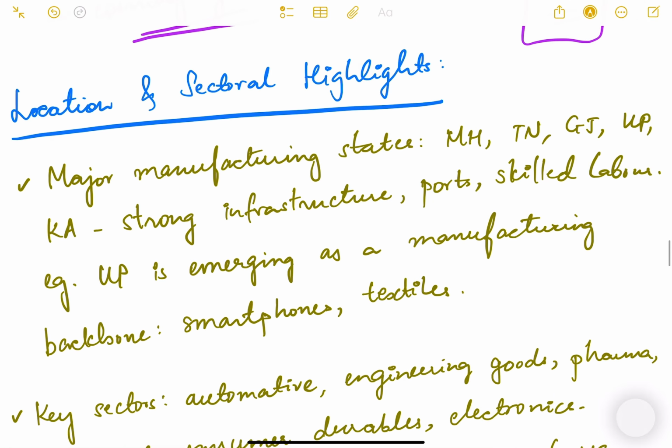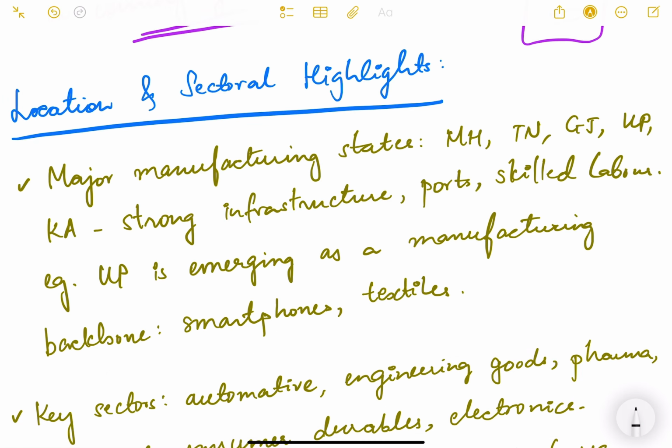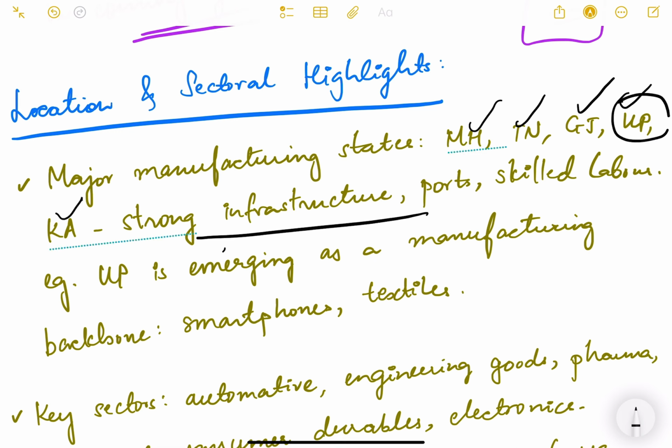Now let us look at the location and sectoral highlights. Major manufacturing states are Maharashtra, Tamil Nadu, Gujarat, UP, Karnataka. UP is an emerging one now. Strong infrastructure, ports, skilled laborers. This is the reason why it is present in these states. UP is emerging as a manufacturing backbone, for example, smartphone manufacturing, textile manufacturing.